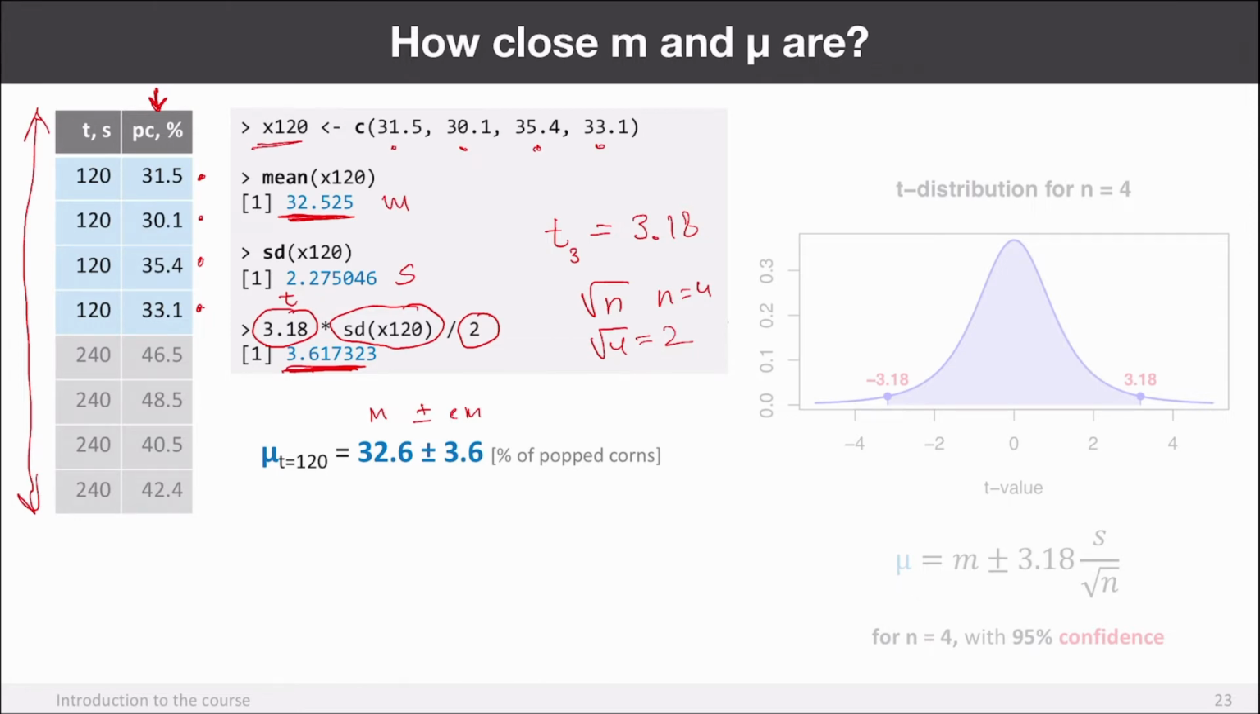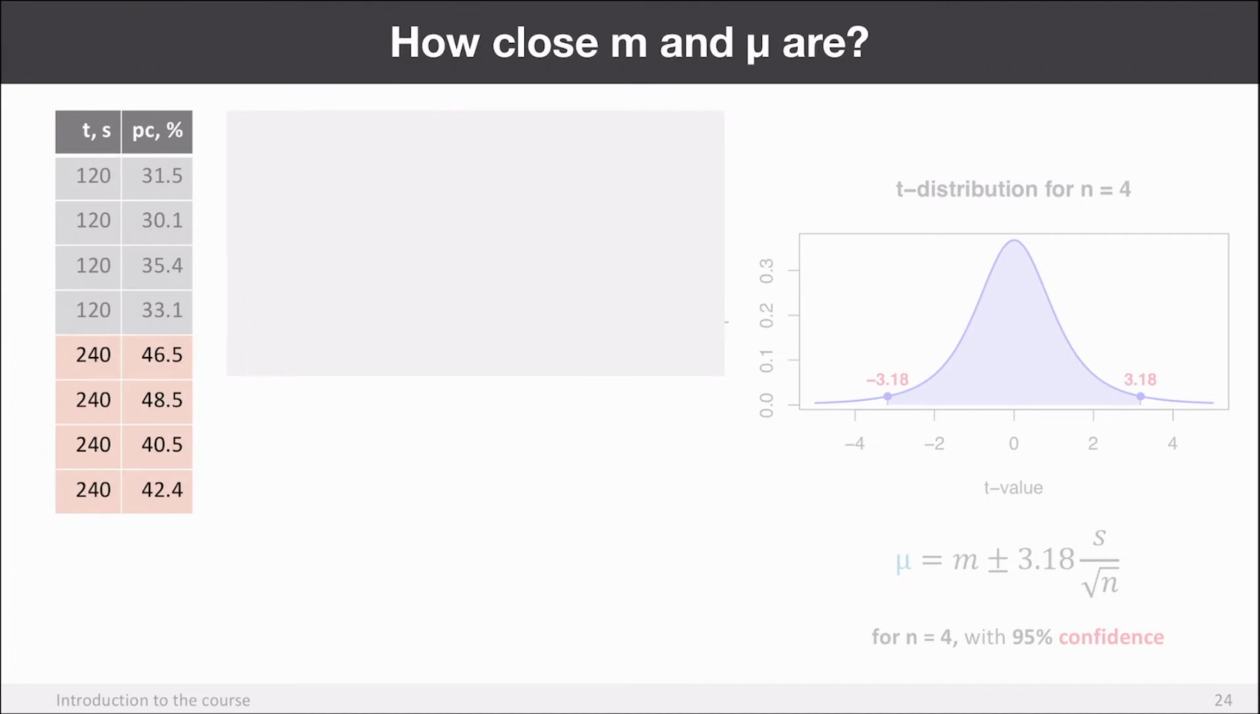Okay. Now let's do the same for the second half of the experiment. So now the time is 240 seconds, and you can see I have another sample. So it's another population, another sample taken from this population. And then I can do the same, right? So first of all, I combine all these values into another variable, x240. So these are the four observations that I got.